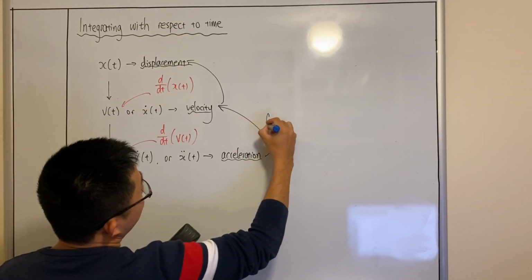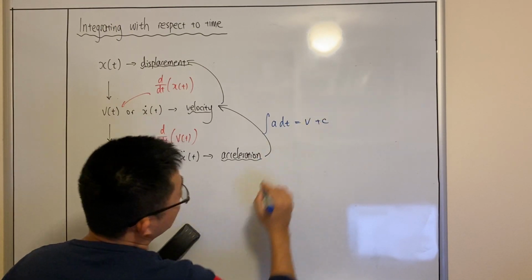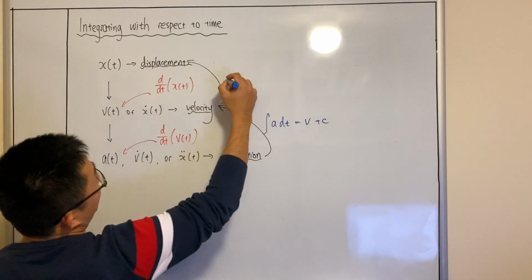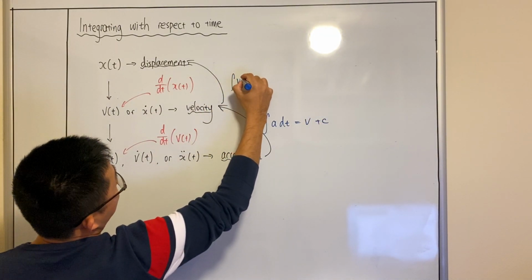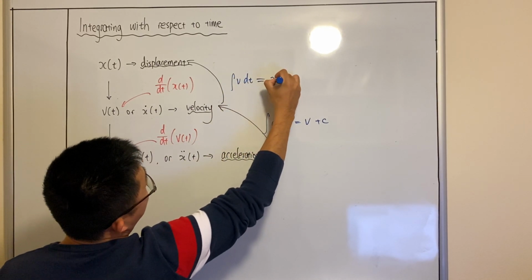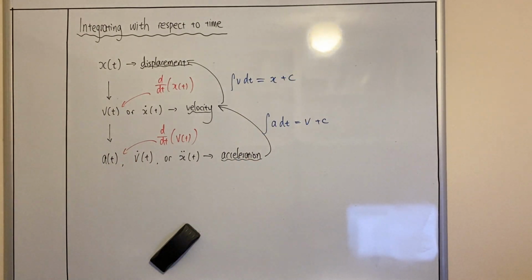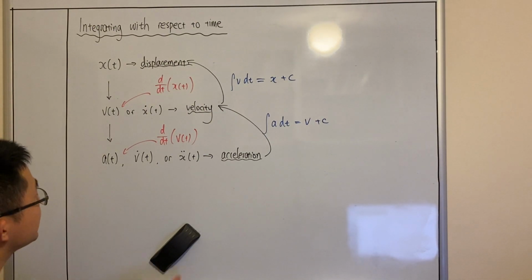If we integrate a with respect to t, then we get a velocity function plus c. And if we integrate the velocity function with respect to t, then we get a displacement function plus c. So this is just a relationship. Now we're going to do some questions. Okay, let's start with questions.